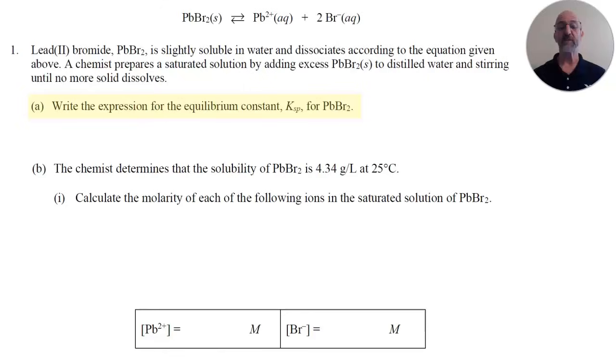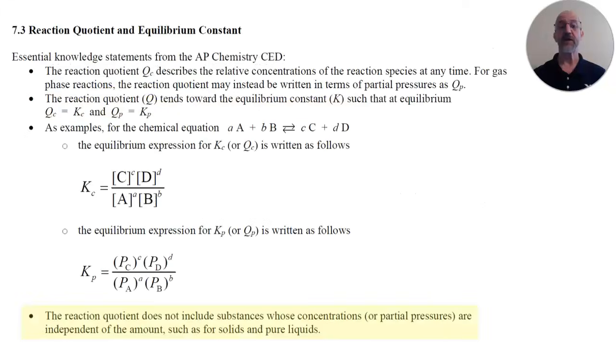Now, in an earlier episode of AP Chemistry Review and Practice, this was from episode 20 that included topic 7.3, reaction quotient and equilibrium constant. You can see highlighted at the bottom of this slide, it says that the reaction quotient, also the equilibrium constant expression, does not include substances whose concentrations or partial pressures are independent of the amount, such as for solids and pure liquids. So we do not include solids or pure liquids in either the reaction quotient or the equilibrium constant expression.